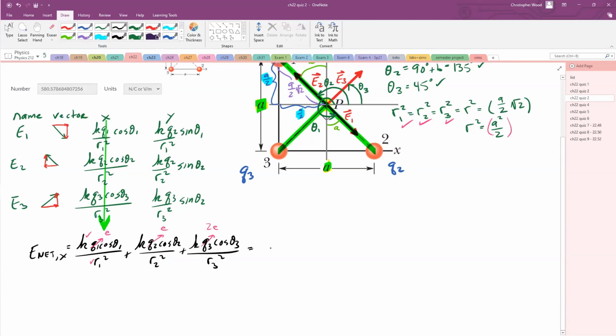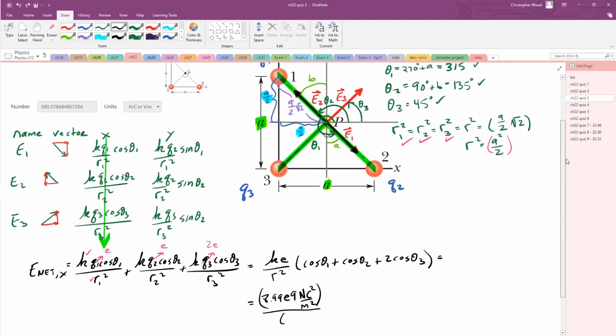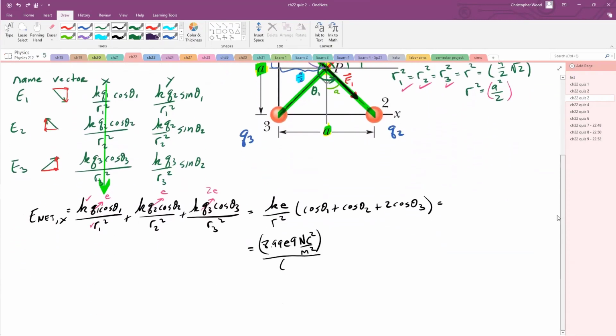If I pull out the common factors, K times E all over R squared times cosine theta 1 plus cosine theta 2 plus 2 cosine theta 3. Let's get a number on that, and then we're almost done with numbers. Well, I'll put my numbers in here. With numbers, 8.99 times 10 to the 9th newton meters squared per coulomb squared, all of that is K, all of that is over A squared over 2. My A value, this dimension, is 3.15 micrometers.